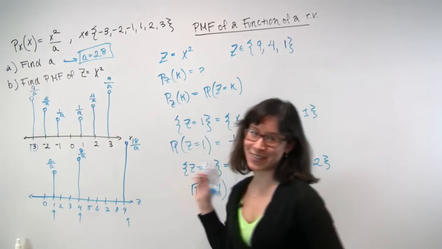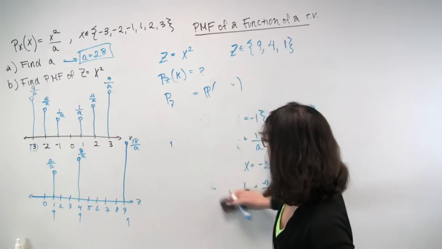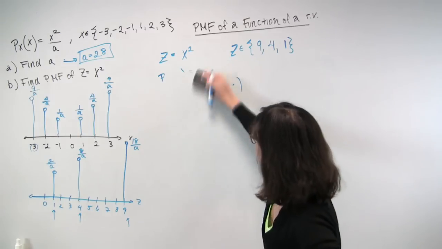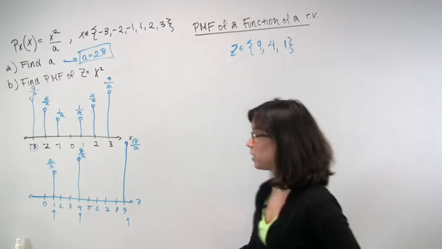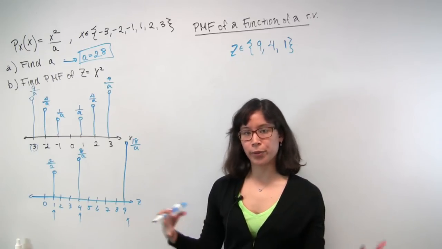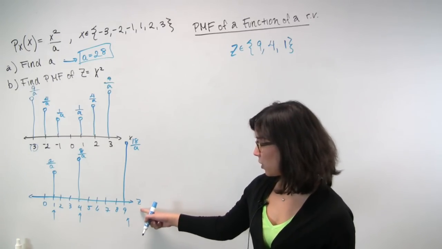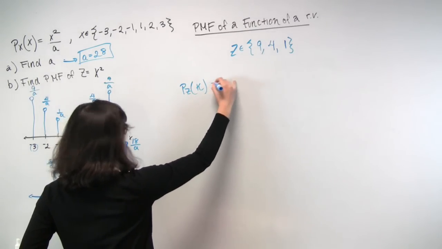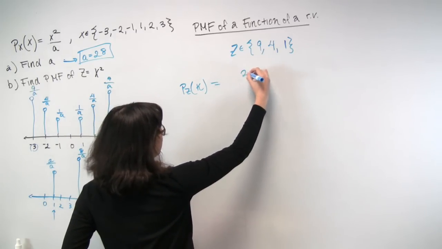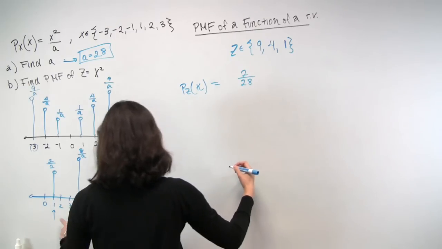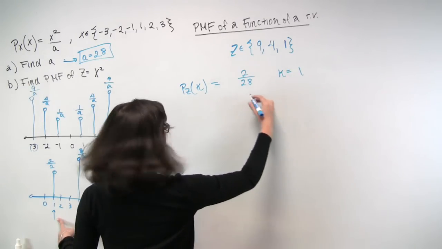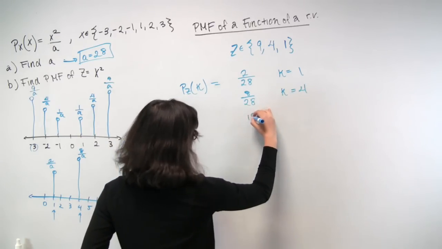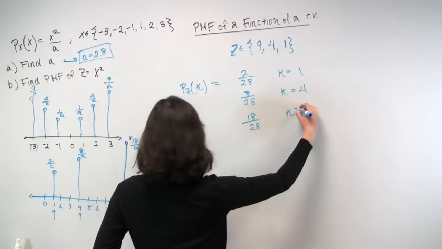Mind you, my picture is not to scale. So we're essentially done because we already computed the value of the parameter a in part A. Now I just want to write this out in a clean form, because we've mainly been drawing the PMF pictorially, but you should be comfortable with both representations. So to represent the PMF of z algebraically, you would say that Pz of k is equal to 2 over a, so a was 28, right? So 2 over 28 for k equal to 1, 8 over 28 for k is equal to 4, and 18 over 28 for k is equal to 9.